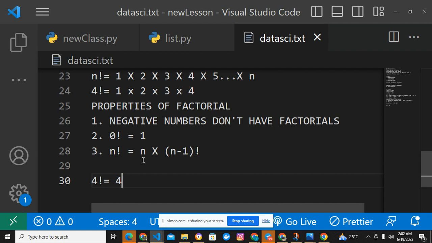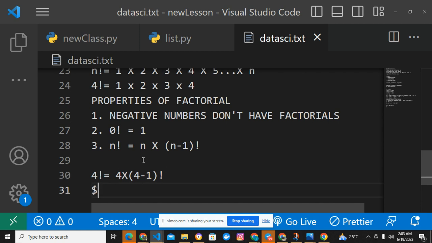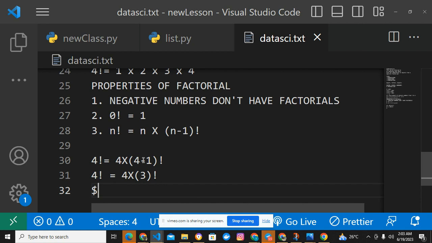So we can say 4 times, what do we have? N minus 1, that will be 4 minus 1 factorial. So 4 factorial is the same thing as 4 times 3 factorial. 4 minus 1 is 3 factorial. We are now left with 3 factorial.